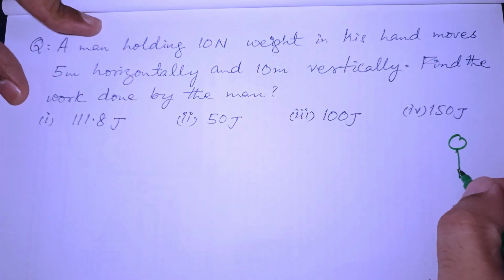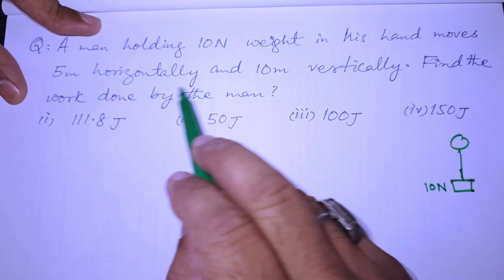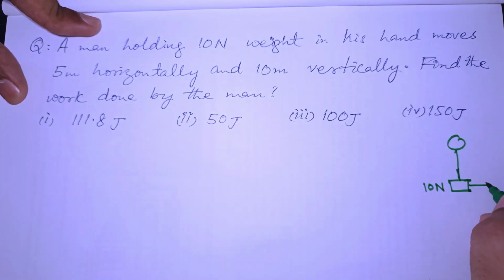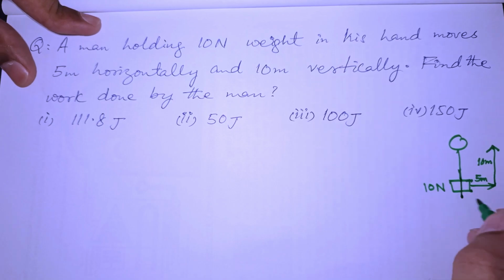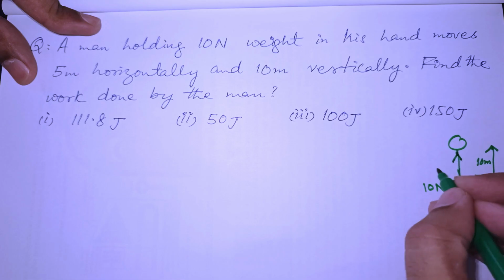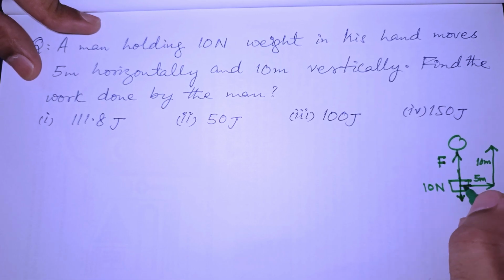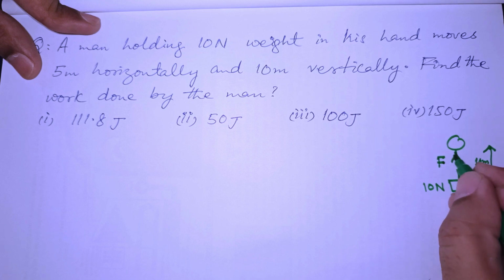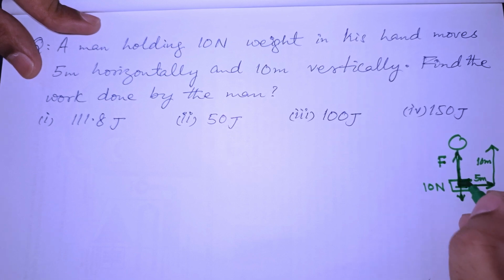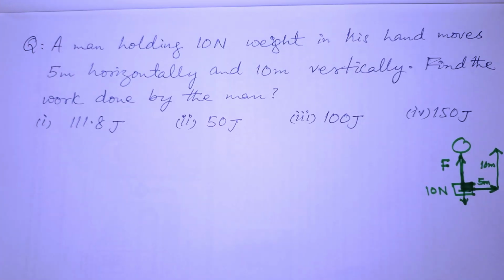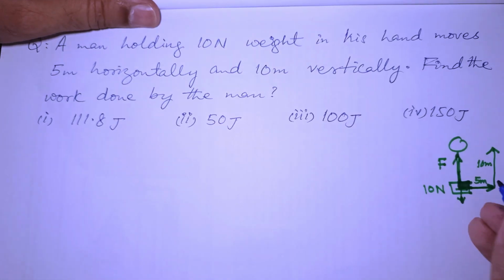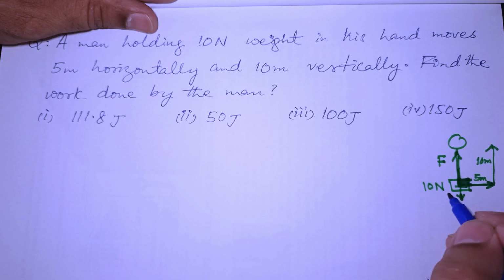A man holding 10 Newton weight in his hand, say this is a man and this is his hand, this is 10 Newton weight, moves 5 meter horizontally and then moves 10 meter vertically. Find the work done by the man. You can see that in the first case, the force of the person is in this direction. He has lifted this, so force is upward. So the angle between force and displacement in the first case is 90 degree. We know that the work done will be 0 when theta is 90 degree. So in the first case, we won't get any work done.